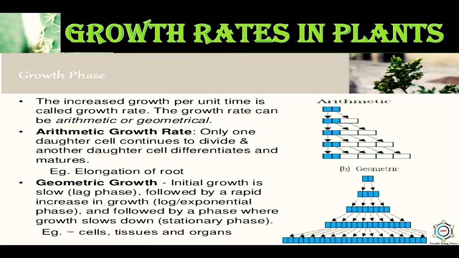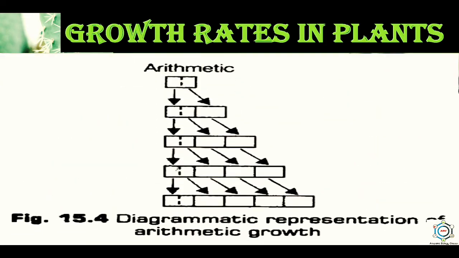So, in case of arithmetic growth rate, only one daughter cell continues to divide, which you can see in the picture, and another daughter cell differentiates and matures. That is elongation of root. An example is this. And in case of geometric growth, initial growth is slow, that is lag phase, followed by a rapid increase in growth, that is log or exponential phase, and followed by a phase where growth slows down, that is stationary phase. Examples are the cells, tissues and organs. So let's see here in detail.